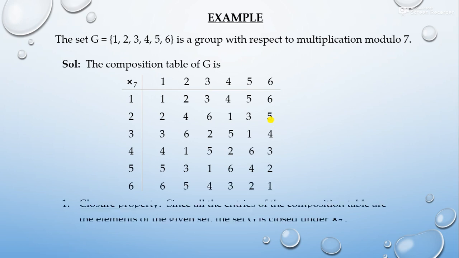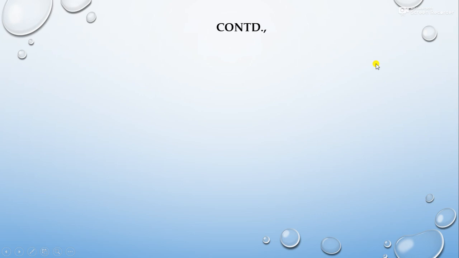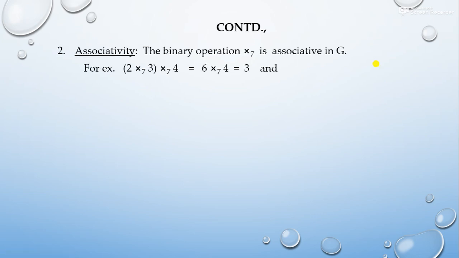Now check the properties. First is the closure property. You see here your elements are 1, 2, 3, 4, 5, 6, and all these elements are in your composite table. So yes, this holds the closure property under the multiplication modulo 7. Now second is the associative property. You check whether this holds the associative property or not.